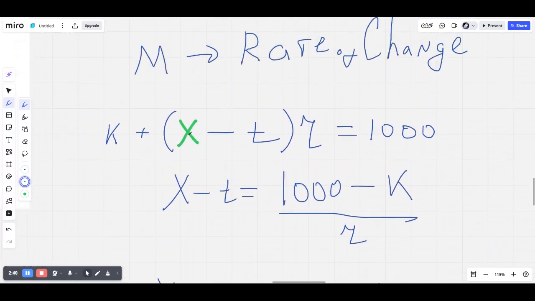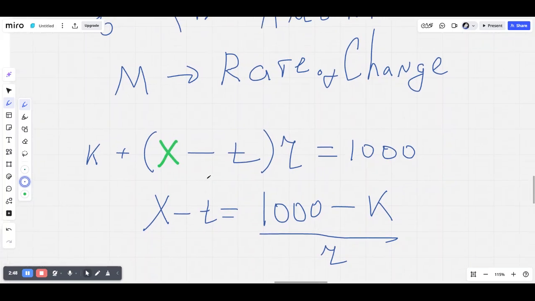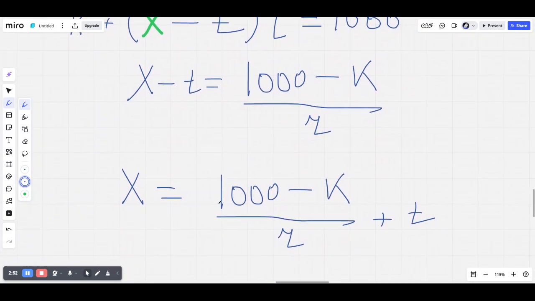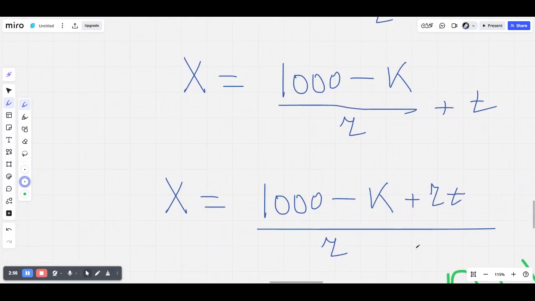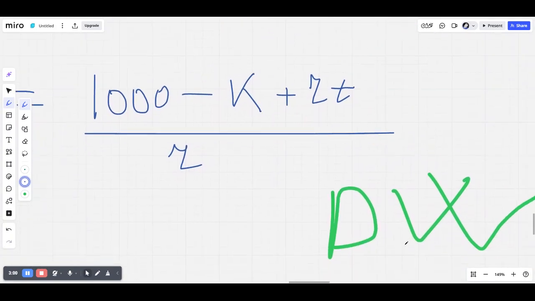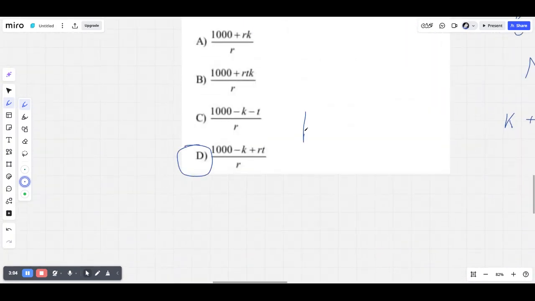Now, I substitute everything here into that function, and then I simplify it down, having this form, then this form, and at the end I'm supposed to give the common divisor, and I'm going to have this answer: (1,000 minus k plus rt) divided by r. So the correct answer must be D, which is this.